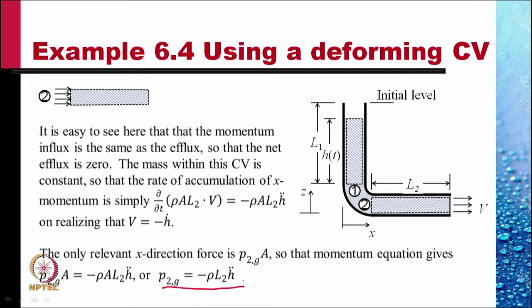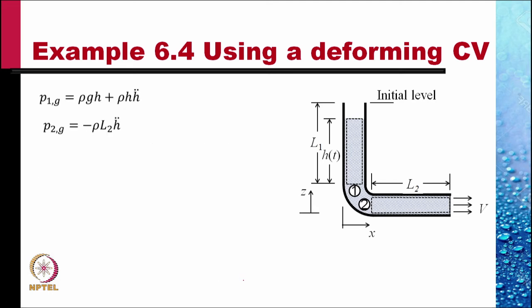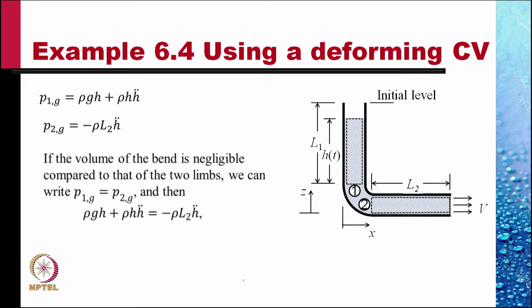Now what next? If the volume of the bend is very small, the pressure P1 should be equal to the pressure P2. We equate the two to obtain this equation, and this equation is simplified to obtain h double dot equal to minus g h divided by (h plus L2). The problem is solved. This tells you the rate at which the level would fall and the acceleration of that level.